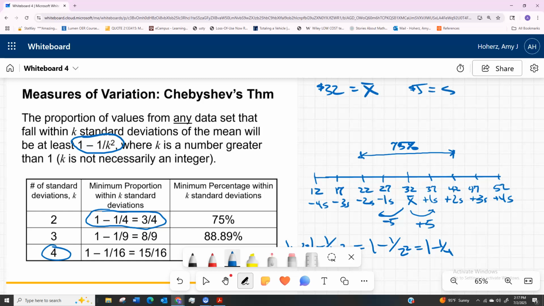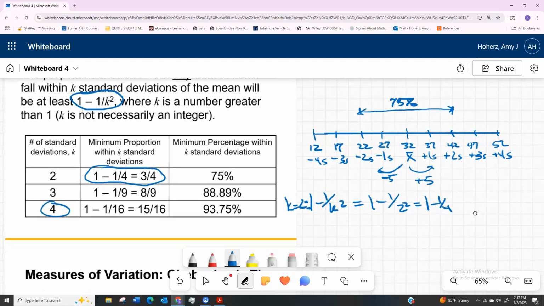Okay, and then if we do the same thing for 3, if our standard deviation is plus or minus 3, we're going to be going from here to here, right? Then we do 1 minus 1 over 3 squared, which is 1 minus 1/9, which is 8/9. So that's this one right here.